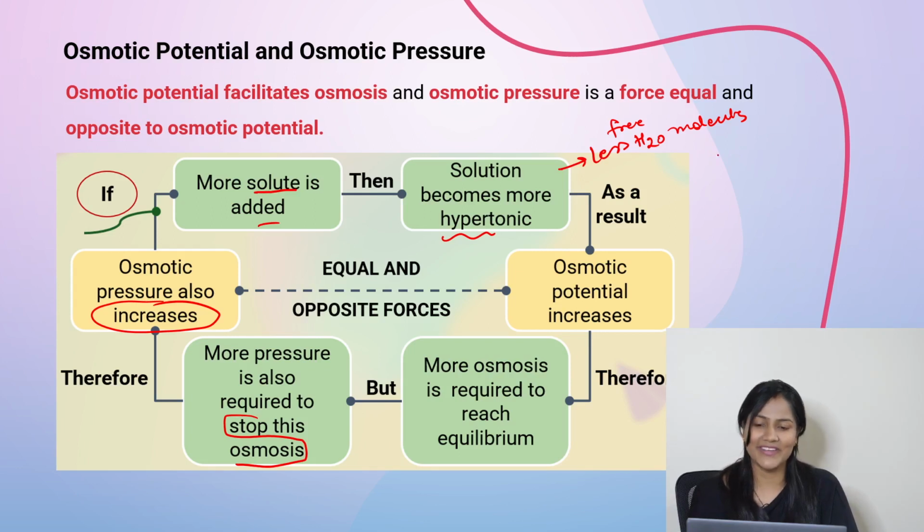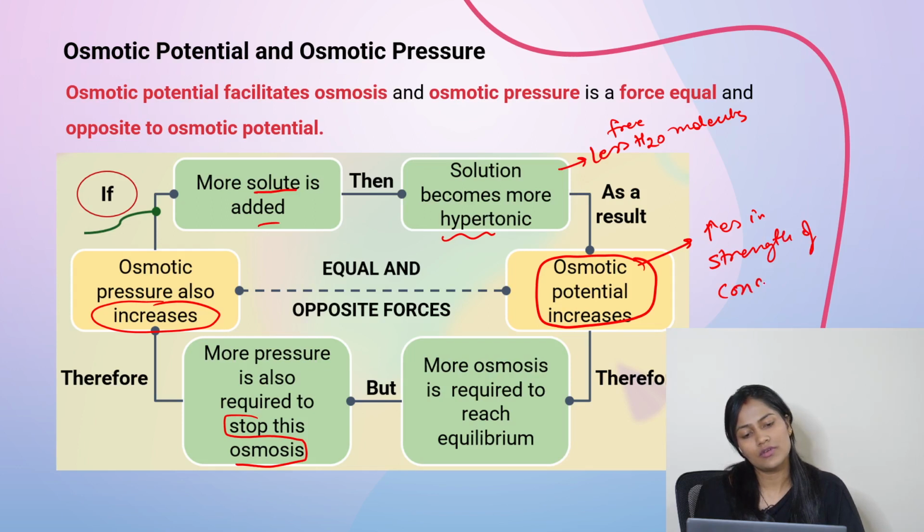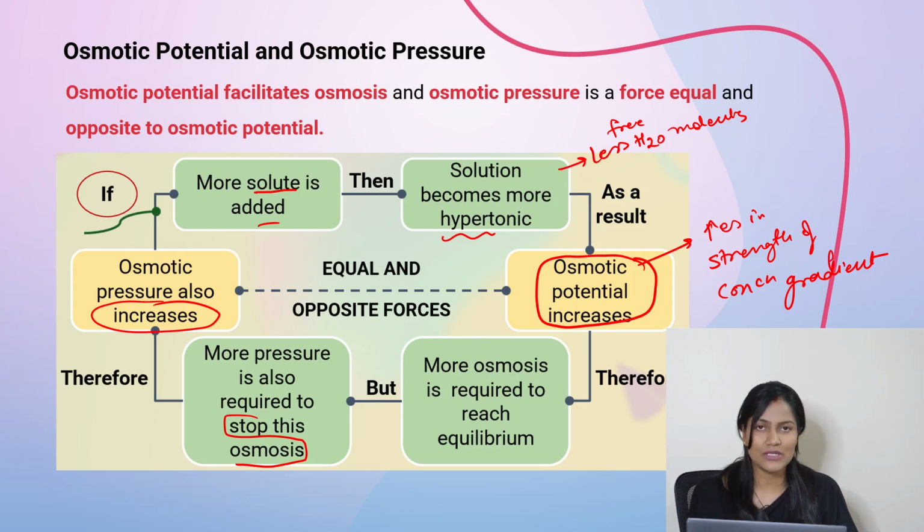Yeah, where were we? Okay, if we are going to add more solutes, the solution will become hypertonic. Basically, this osmotic potential is going to increase because there is increase in difference, increase in strength of concentration gradient. Concentration gradient बढ़ जाएगा, जिसका मतलब आपके पास osmotic potential बढ़ जाएगा, and there will be more osmotic pressure required to stop the process.